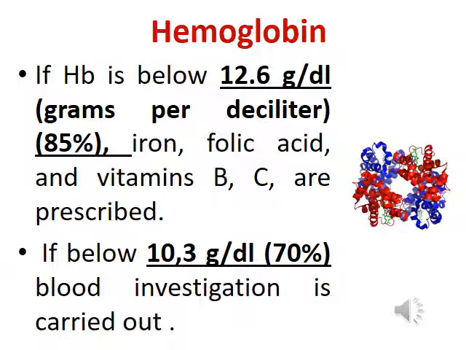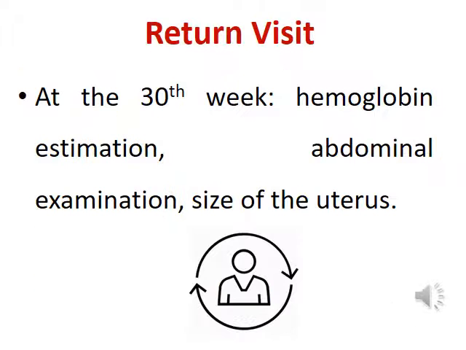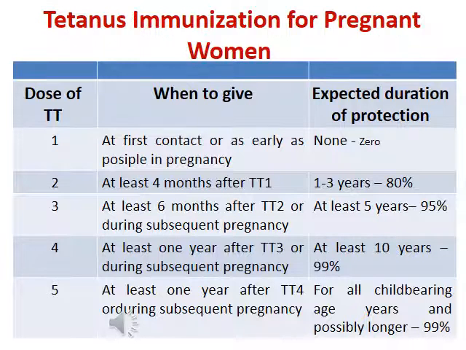Hemoglobin. If hemoglobin is below 12.6 grams per deciliter, 85%, iron, folic acid, and vitamins B and C are prescribed. If below 10.3 grams per deciliter, 70%, blood investigation is carried out. Return visit. At the 30th week, hemoglobin estimation, abdominal examination, size of the uterus. Tetanus immunization for pregnant women.